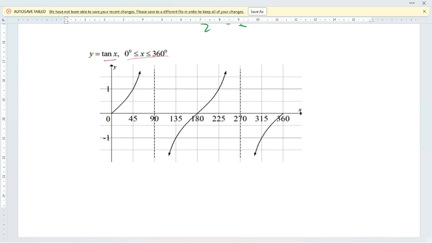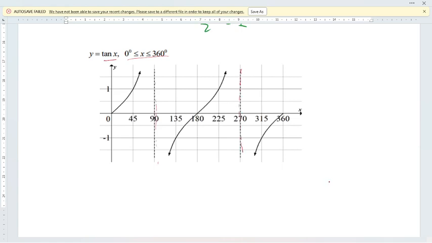So why do we have the asymptotes there? If you say tan of x, tan of 90, what do you get? You get an error. That's why we have this asymptote. Is that clear? Tan of 270, what do you get? That's why we have these asymptote lines here.